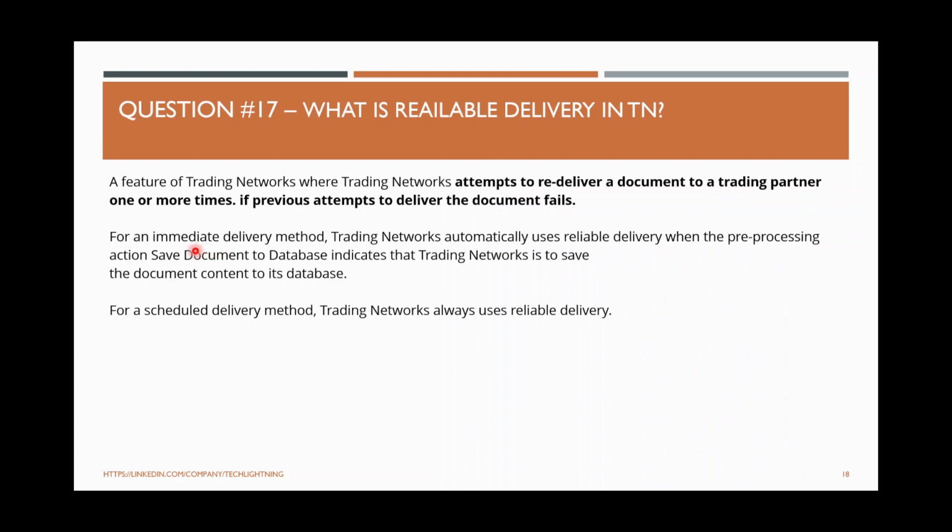Mainly, immediate delivery automatically uses reliable delivery, because in the pre-processing section we can specify "saves the document to database." If you set that option, then it uses the reliable delivery feature. Similarly, scheduled delivery in 100% of cases always uses reliable delivery only. In this way, you will not lose any document while sending to your partner. Even if your partner system is down, it will retry and then push it to the trading partner.